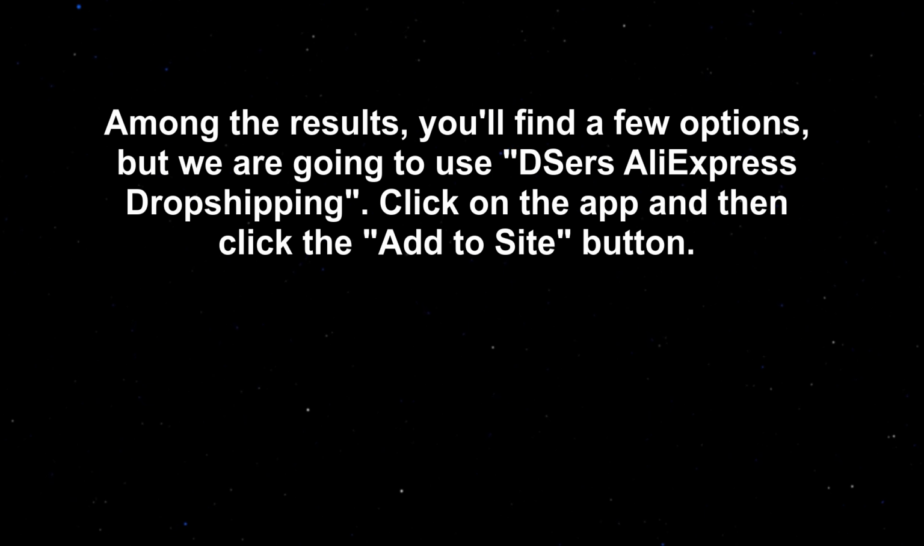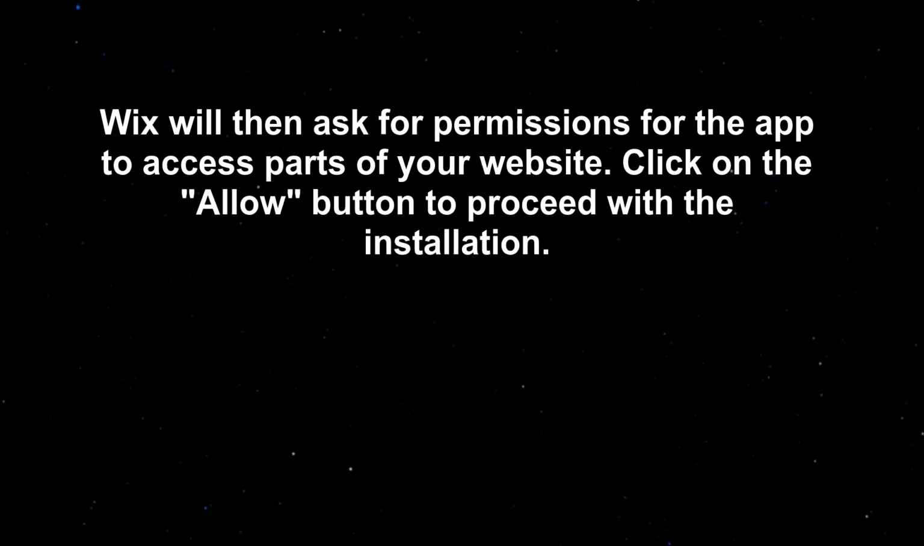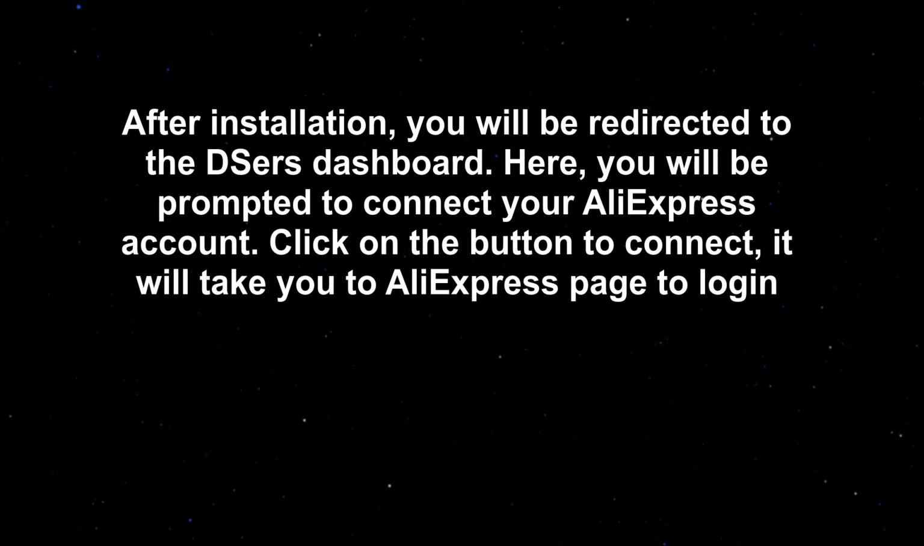Click on the app and then click the Add to Site button. Wix will then ask for permissions for the app to access parts of your website. Click on the Allow button to proceed with the installation. After installation, you will be redirected to the DSers dashboard.